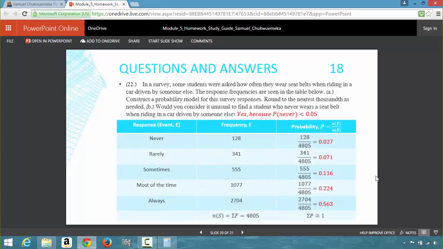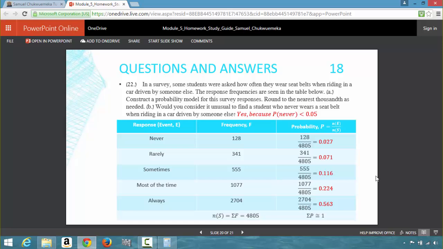Question 22, last but not the least. In a survey, some students were asked how often they wear seat belts when riding in a car driven by someone else. The response frequencies are seen in the table below. A, construct a probability model for these survey responses. Round to the nearest 1,000 as needed.